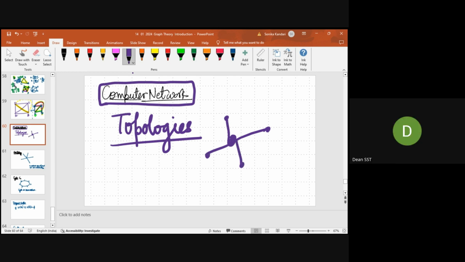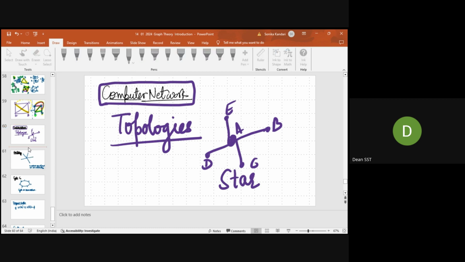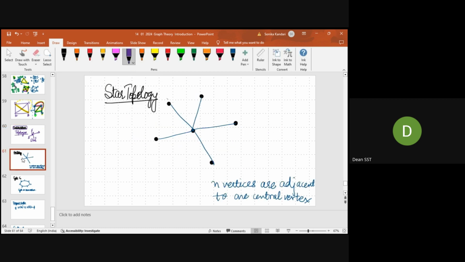This is a graph. This is star topology, with A, B, C, D, E. Like I have shown here, this is a graph. And see the interesting feature. This vertex V1 is adjacent to V2, V3, V4, V5, and V6. This is your star topology.